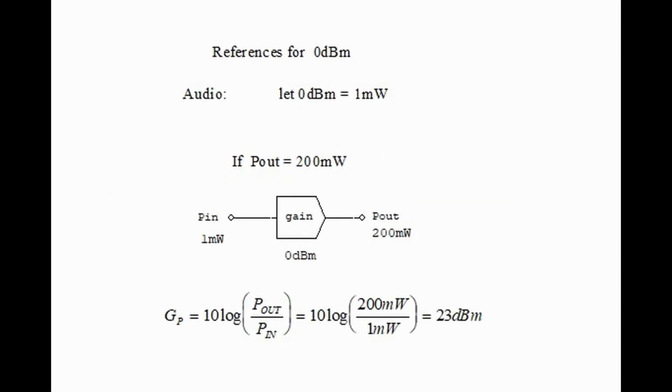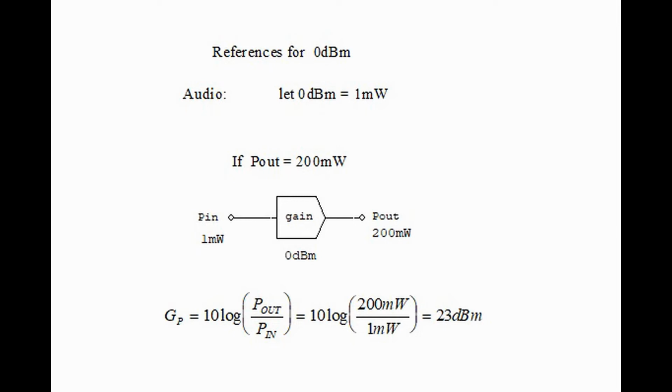When doing practical measurements in decibels, it's always necessary to have a reference for 0 decibels, and different applications have different values for 0 decibels. In the audio industry, often they say, let 0 dB equal 1 milliwatt. In that case, we say 0 dBm equals 1 milliwatt.